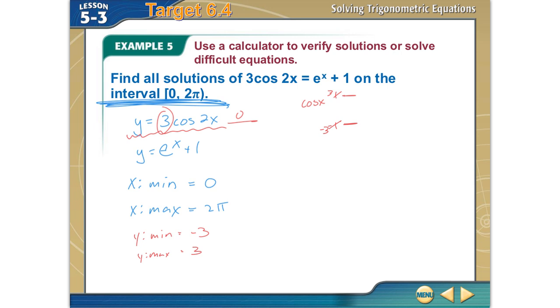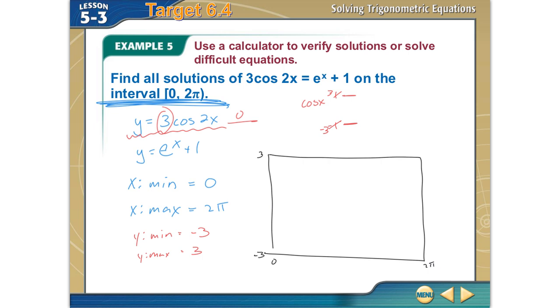Okay, to the best of my abilities here, I'm going to try and draw what my calculator screen is showing, and it looks kind of like this. Now remember, we set our x values to go from 0 to 2 pi, and our y values to go from negative 3 up to a maximum of 3. So we see our x-axis going right down the middle of the graph, okay?